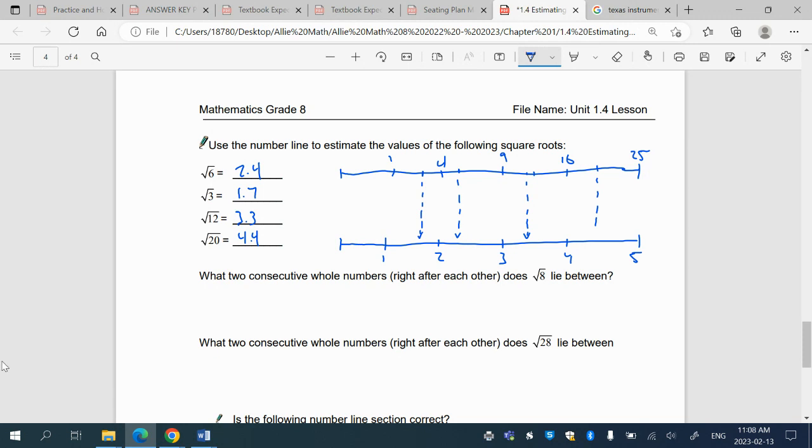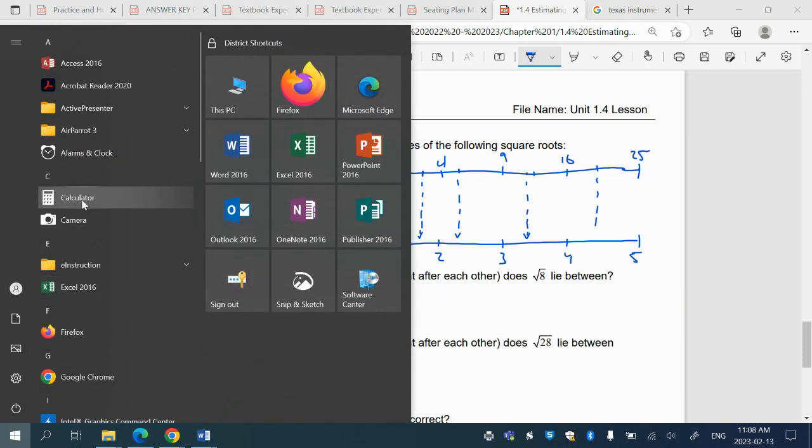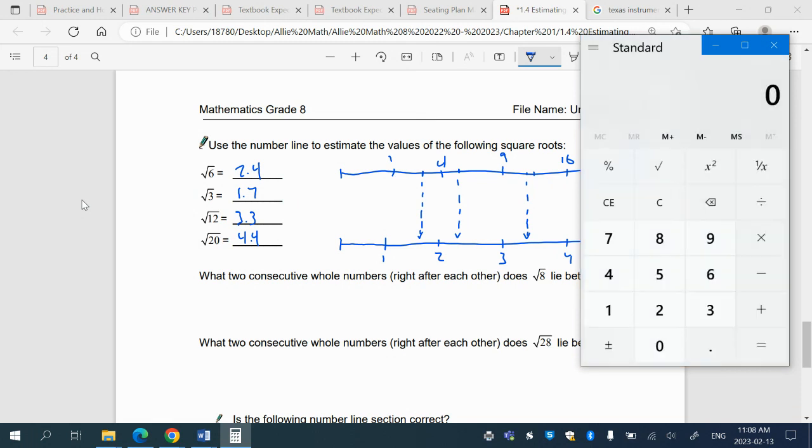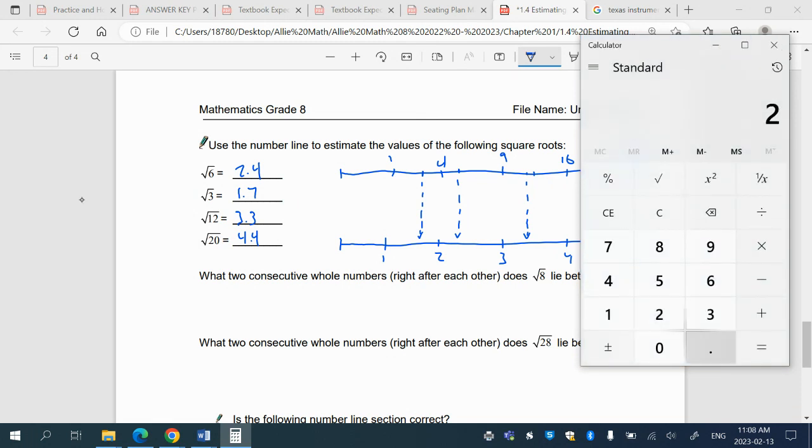So let's see how my guesses went. Where'd my calculator go? We can do 2.4 squared. Okay, 5.76, not bad. Maybe could have done better. Let's see, 1.7 squared, 2.8. Okay, I'm a little bit low on both of them, but not bad. Ultimately, not bad. 3.3 squared.